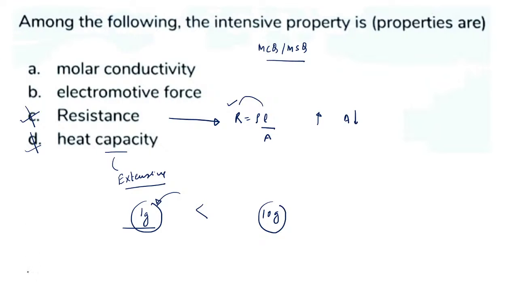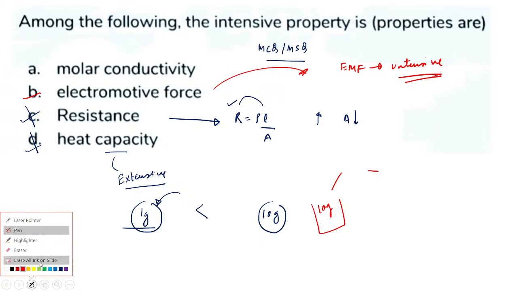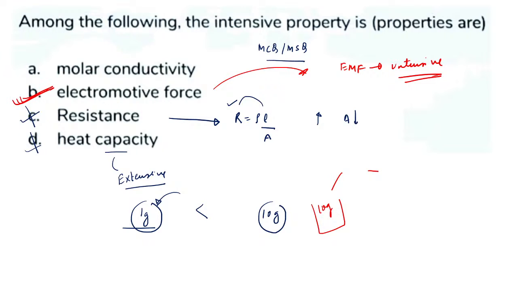Now let's go to option B, electromotive force, or EMF. Definitely electromotive force is an intensive property. Let's suppose I take a 10 gram sample and a 1 gram sample. Definitely the EMF of these two samples will remain the same. So it's not a mass dependent quantity, it's a mass independent quantity. So electromotive force is an intensive property.